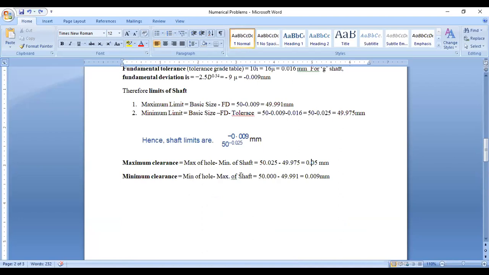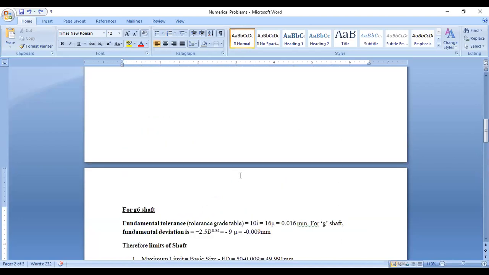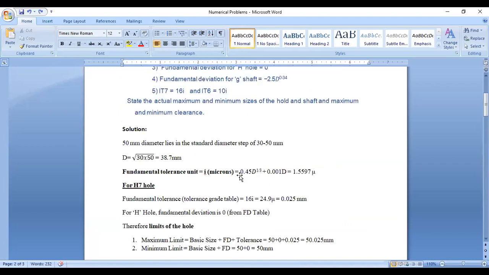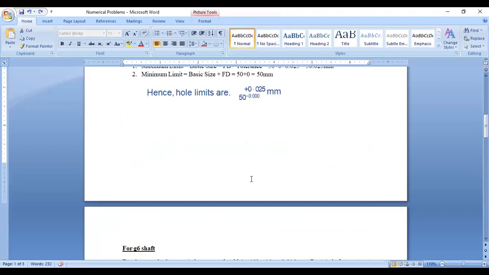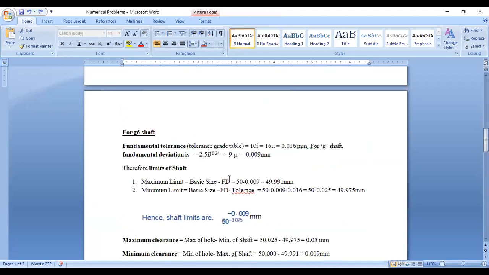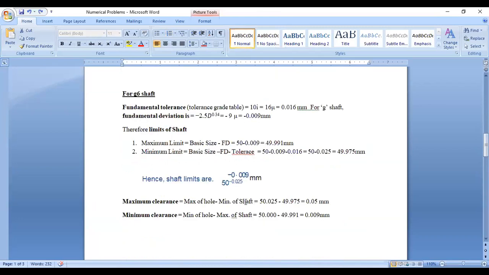So this is how you have to solve the problem. Usually the problem will be like this only, there is no change. If you have any difficulty, if you have not understood, please ask here. I will try to explain it once again.